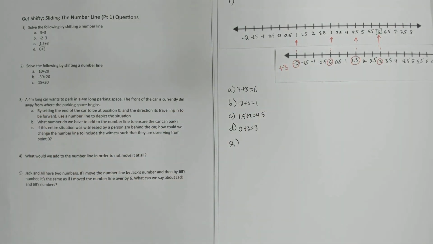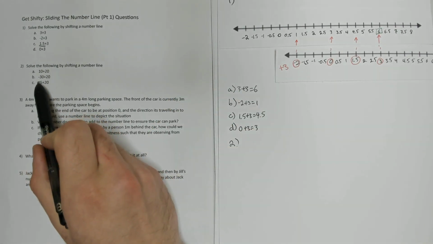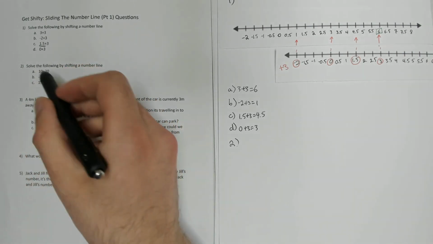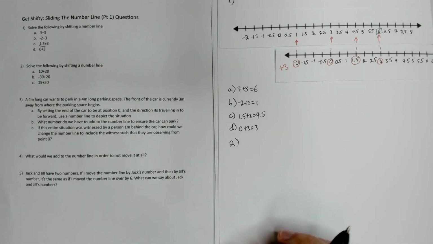Solve the following by shifting a number line. Same things as before, but with different numbers now: 10 plus 20, negative 30 plus 20, and 15 plus 20. So in all of these, we see that once again we're adding 20, so it's going to suffice to shift the number line by that amount.